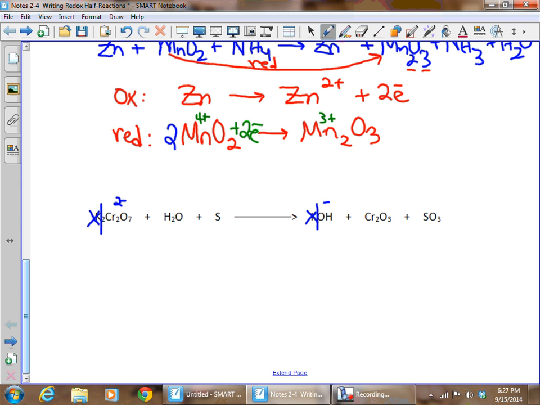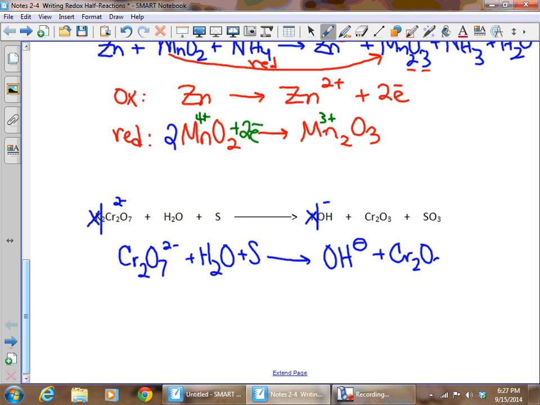So we're just going to rewrite this, Cr2O7 with a 2- charge, plus water, plus sulfur. That's going to leave us with a hydroxide plus Cr2O3 plus SO3. So there's our net ionic equation. Now let's find our oxidation numbers. We've got oxygen at a -2. That's a total of a -14.